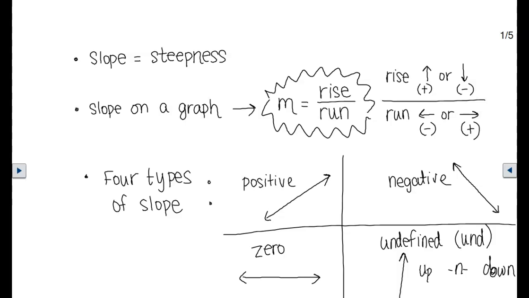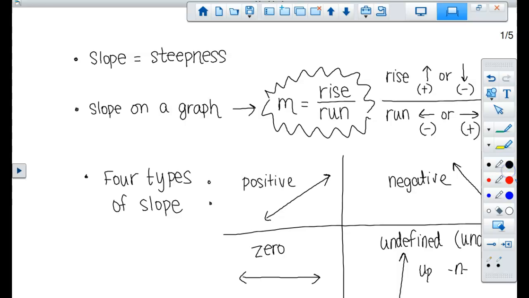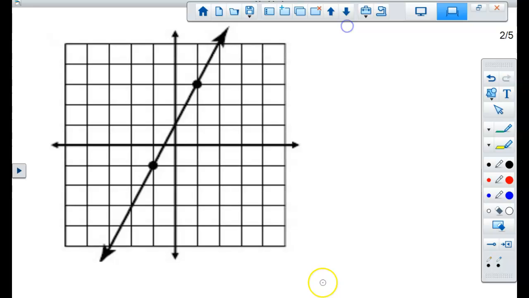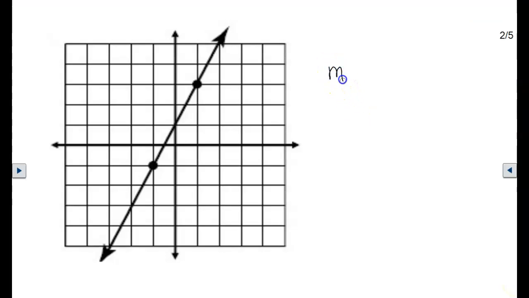Slope is steepness. On a graph, we use rise over run. Rise can go up or down. Run can go left or right. So we always move up or down first, and then left or right when we're doing slope. And here are the 4 types. Now, let's real quickly do some slope on a graph, just so you can recall how to do this. We will be having a quiz on this on Thursday.